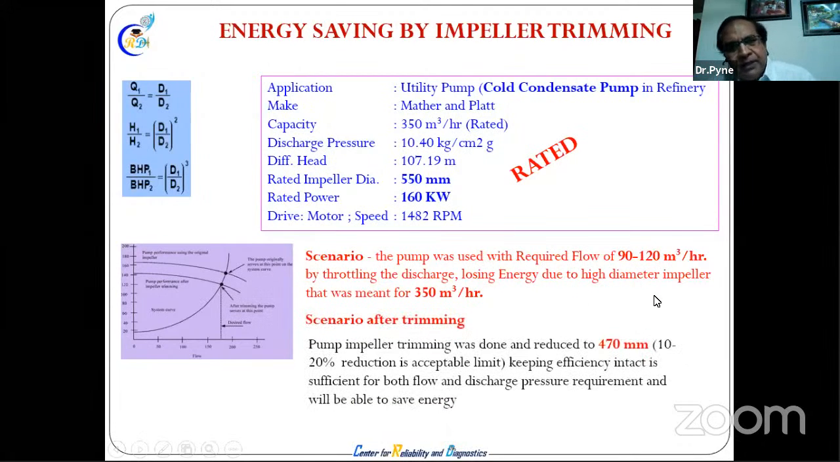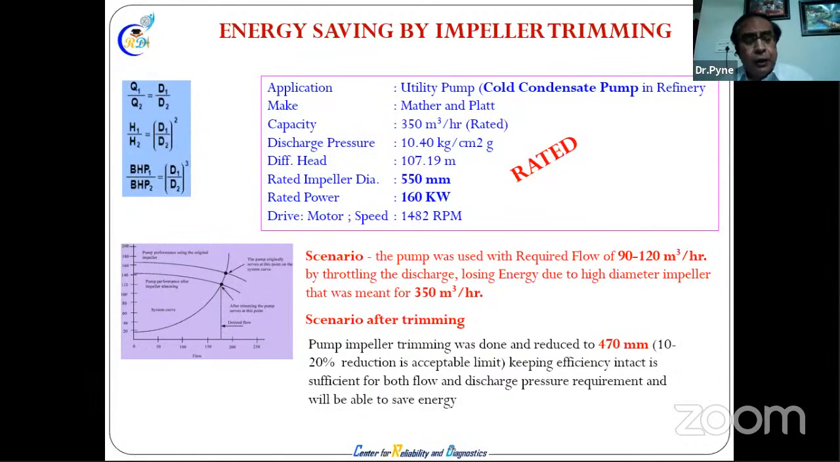So see, they want to go from 350 cubic meter per hour to around 100 cubic meter per hour. They've done trimming from 500 to 470. You cannot trim as much as you want in an impeller, otherwise the entire function and geometry will be lost, and it will create a problem for the formula. Normal understanding is that you cannot go more than 10 to 20% of the diameter reduction. So that is taken care of. They've taken around 15% reduction in the impeller diameter.